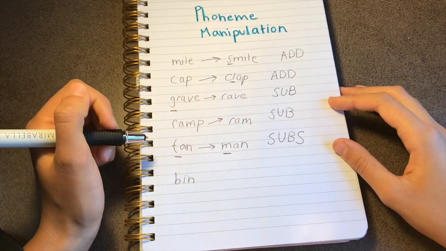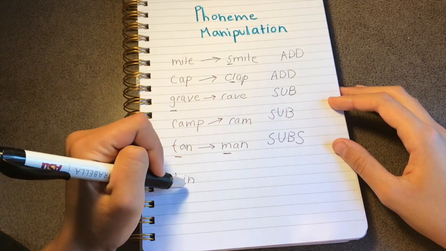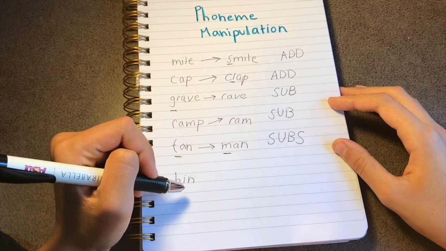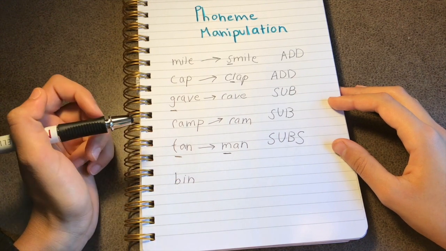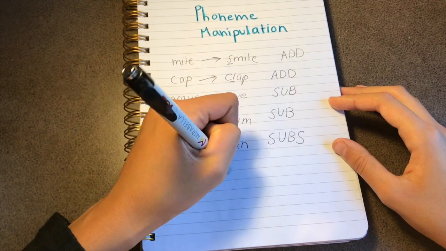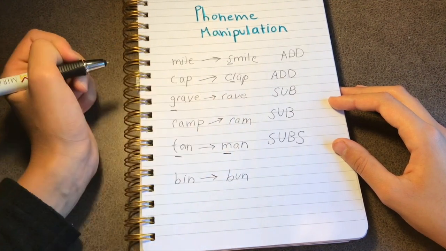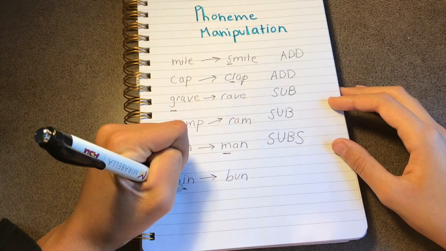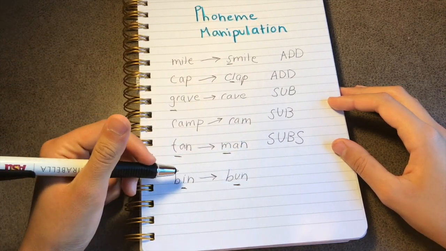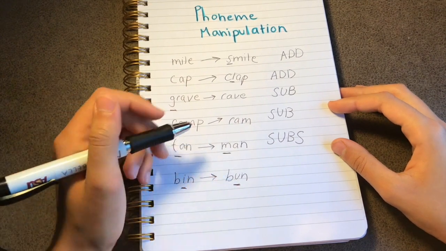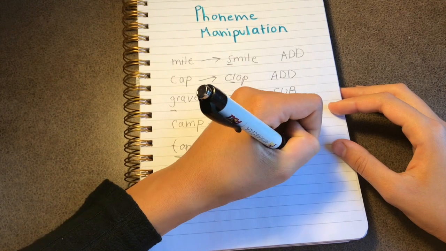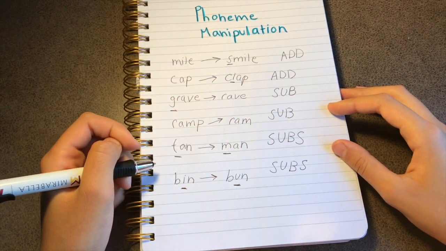Now, if I substituted the I sound in bin to a sound, which is like a U, what would that give us? That's right, it would give us the word bun. So I substituted the I sound for a U sound. So instead of it being bin, it turned into bun. So that is also substitution. Great job!